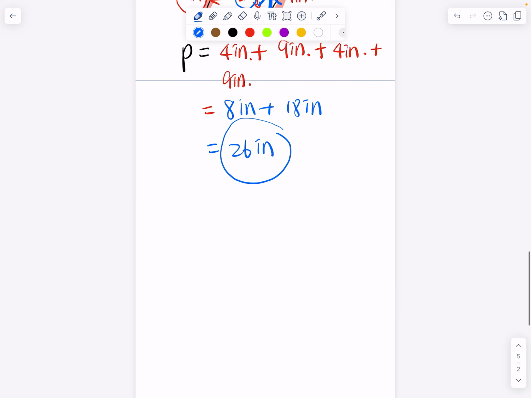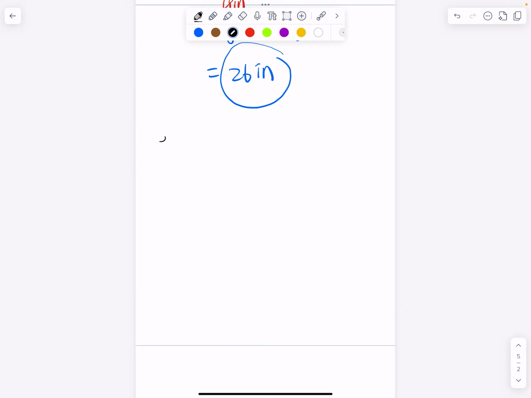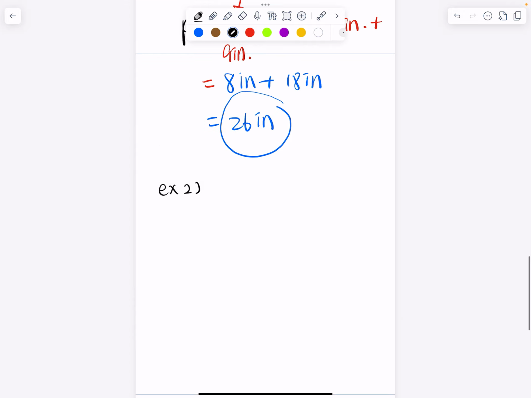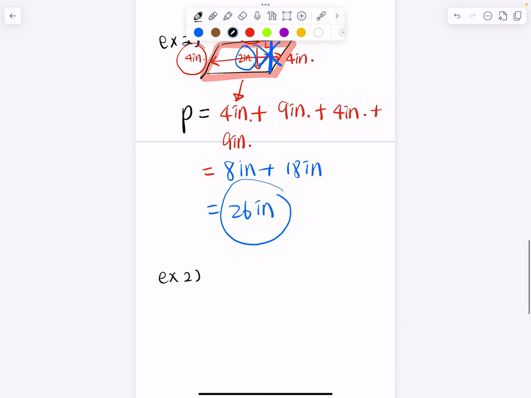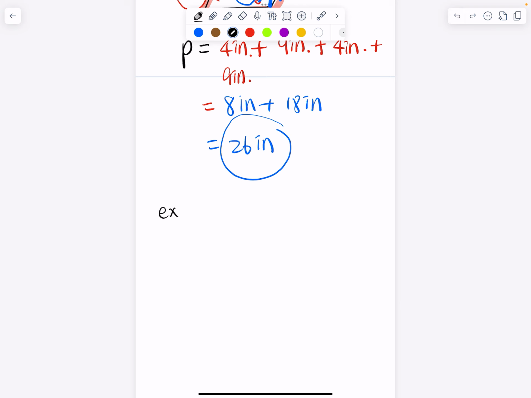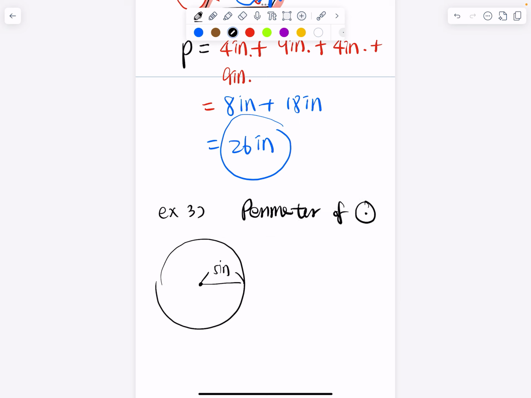Oh my goodness, how could I forget this? Is that number 3? Guys, is that number 3? Yeah, it is number 3. So example number 3. Before, we did how to find the area of a circle, right? Here we go. How about perimeter of a circle? That doesn't make sense.